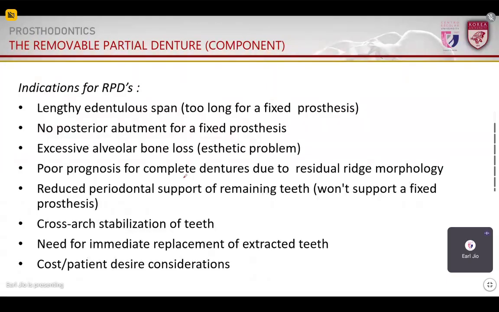Poor prognosis for complete dentures due to residual ridge morphology, reduced periodontal support of the remaining teeth, cross-arch stabilization if the case is bilateral edentulous spaces, need for immediate replacement of extracted teeth, and cost and patient desire consideration.